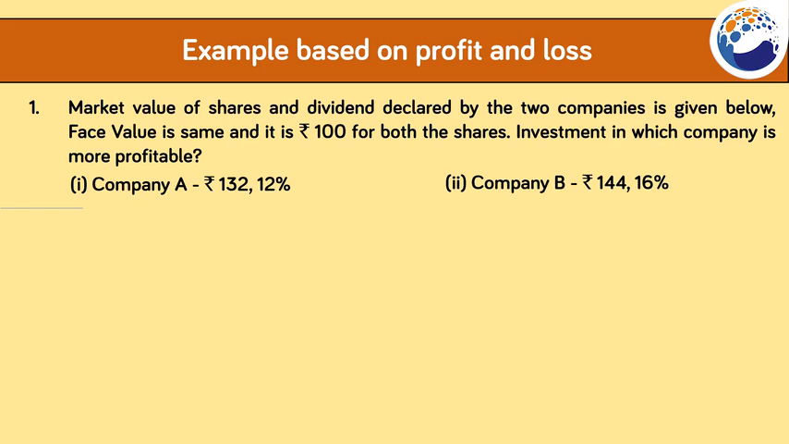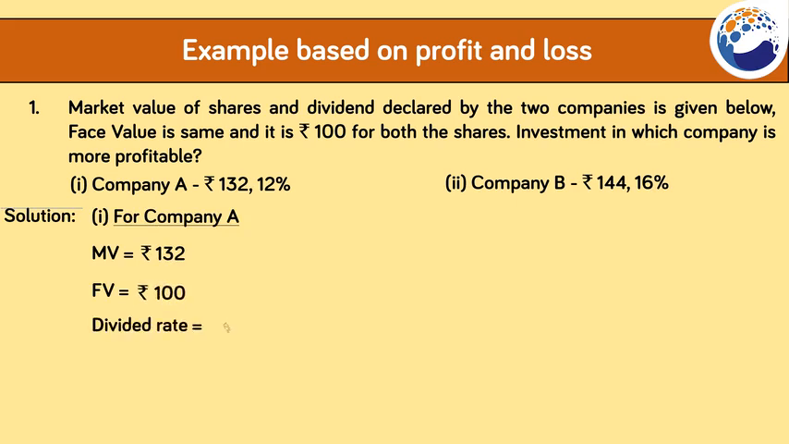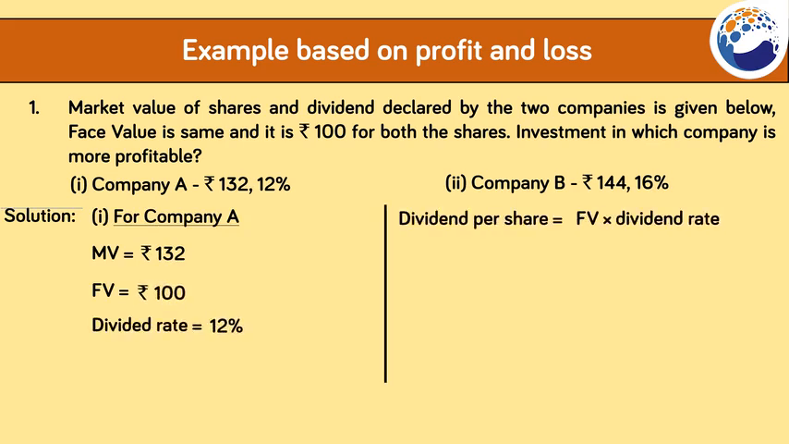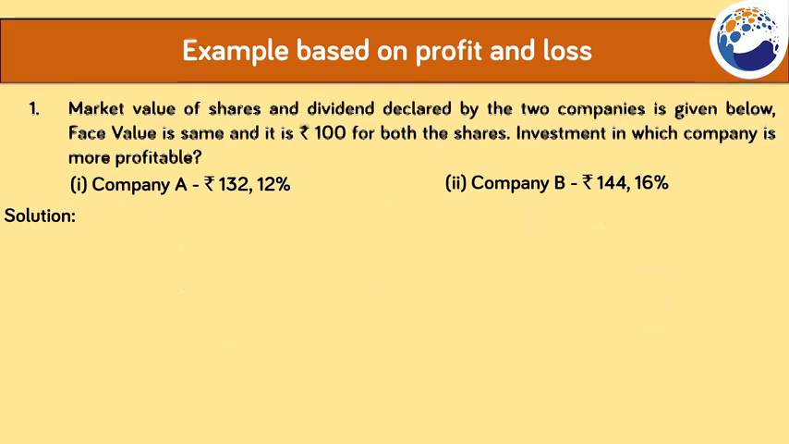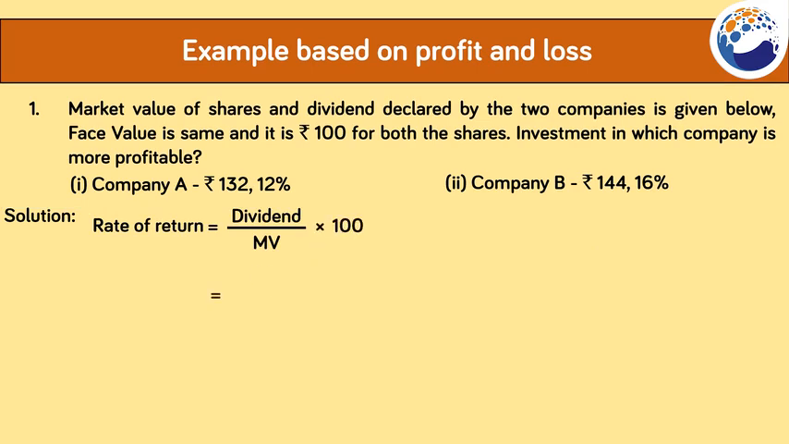For company A, MV is equal to rupees 132, FV is equal to rupees 100, dividend rate is equal to 12%. Dividend per share is equal to FV into dividend rate is equal to 100 into 12% is equal to 100 into 12 upon 100 is equal to rupees 12. Rate of return is equal to dividend upon MV into 100 is equal to 12 upon 132 into 100, which is equal to 100 upon 11, that is 9.09%.